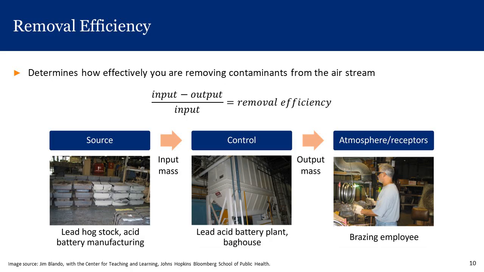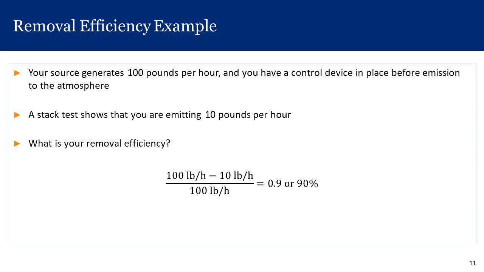In this particular example, this battery manufacturer melts these lead hogs in the picture on the left. That generates a lot of metal fume. That metal fume is then removed by this baghouse in the center, such that hopefully anybody working in the plant or people living in the community around this plant are not exposed to lead fume. And one of the ways we evaluate that is we design our engineered control devices to have a high removal efficiency. So for example, if I have a source that generates 100 pounds per hour, and a control device in place, and a stack test shows that I have 100 pounds per hour going into the control device and 10 pounds per hour coming out, what's my removal efficiency? In this case, it would be 90%, right? So we want our removal efficiencies when we're talking about engineering controls to be as high as possible.